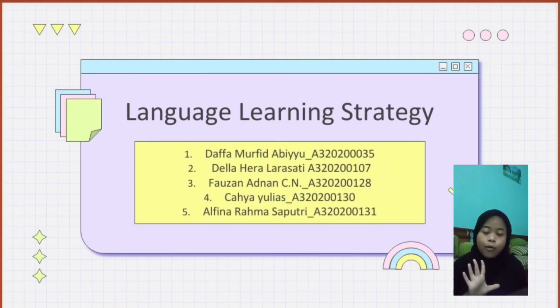There are 5 members of group 1. The first one is Dava Murpit Abiyu, and then the second one is Della Hera Larasati, and then the third is Fauzan Adnan Chantona, and then the fourth is Cahya Julias, and the last is Alvina Rahma Saputri.